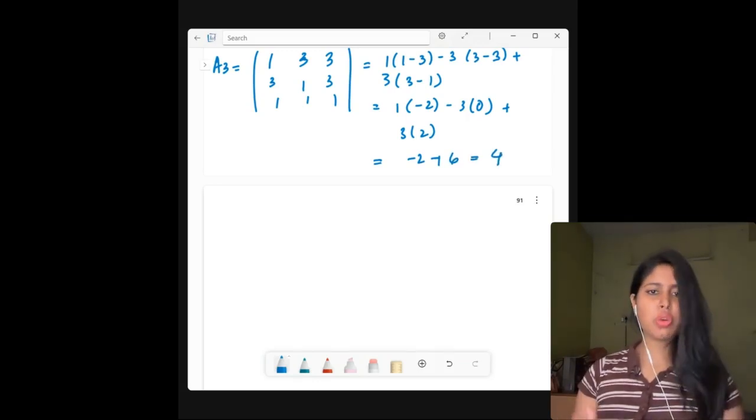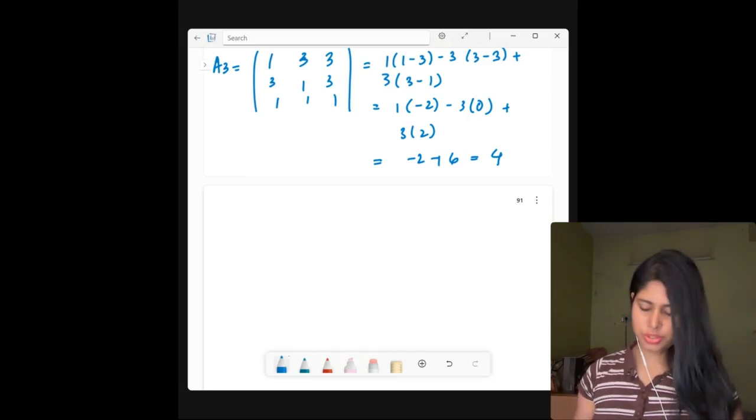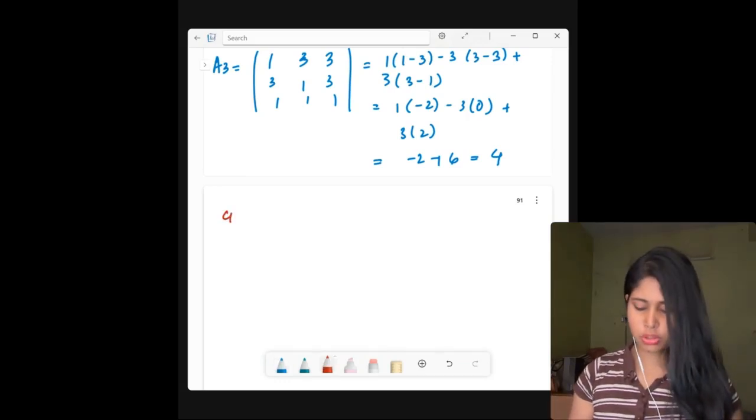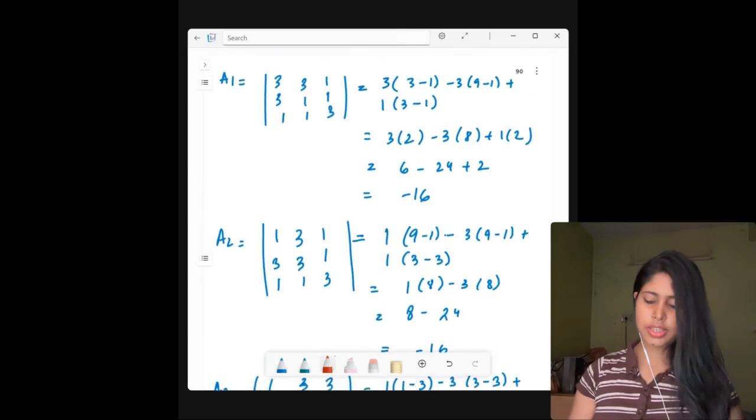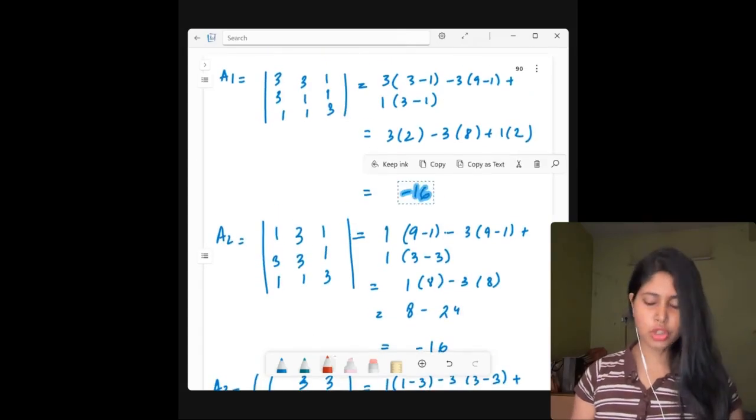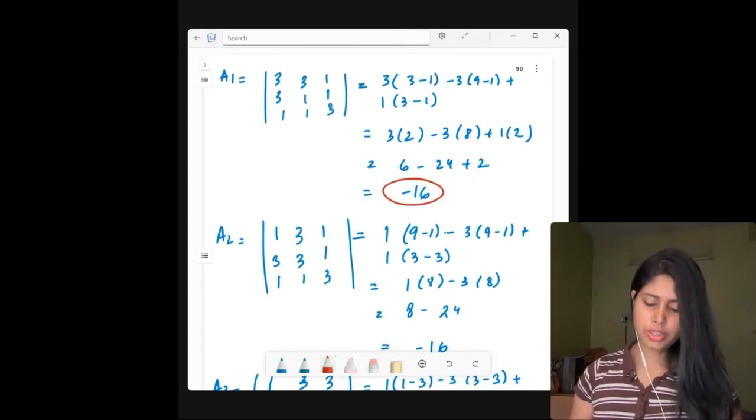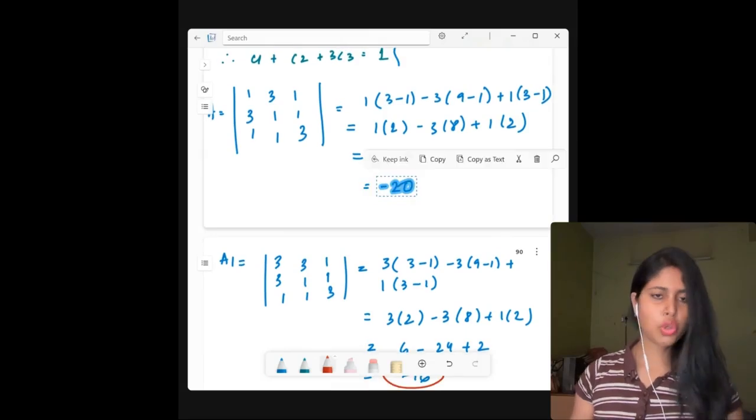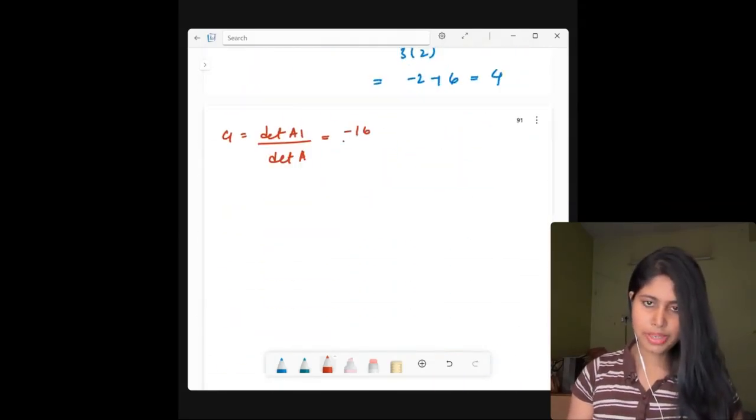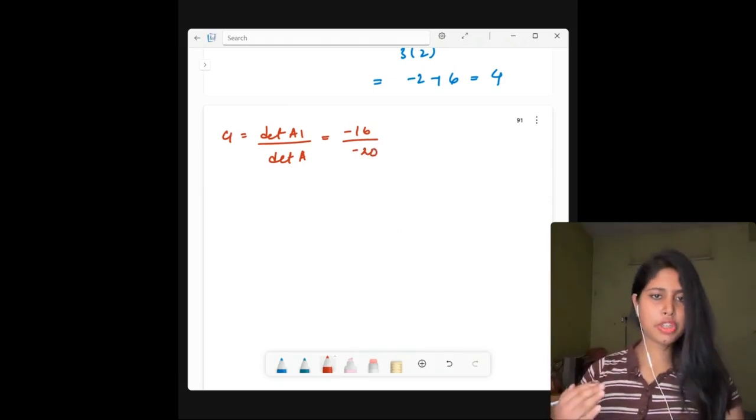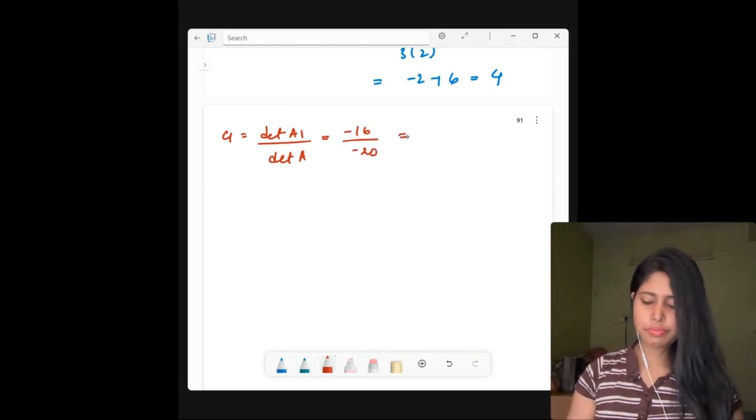So now we will find our C1, C2 and C3. How do we do it? C1 is equal to the determinant of A1 by the determinant of A. What is the determinant of A1? You can see that is minus 16. And what is the determinant of A? That is minus 20. So minus 16 by minus 20 is basically 4 by 5.